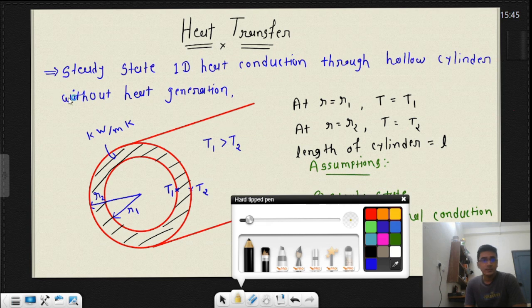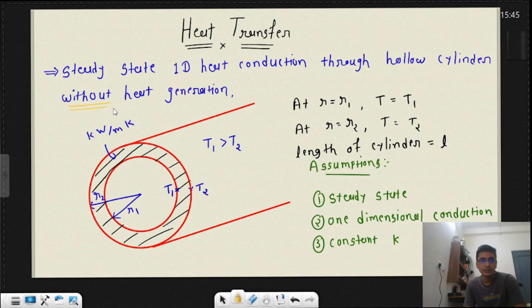So, let us consider a cylinder with inner radius R1 and outer radius R2, where the temperature of the inner surface is T1 and the outer surface is T2. T1 is greater than T2, so the inner surface is at a higher temperature than the outer surface. So here you can see that the temperature gradient is in the radial direction, so heat will be conducted radially outward from higher temperature to lower temperature.